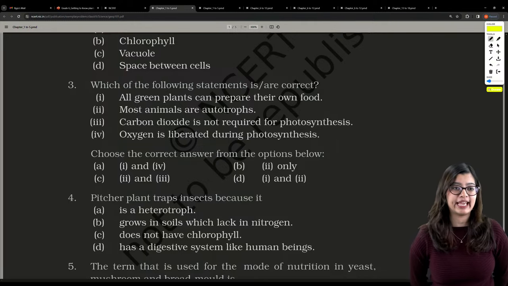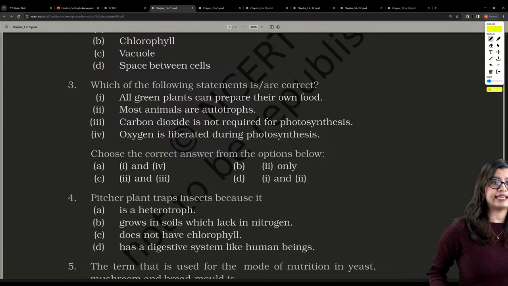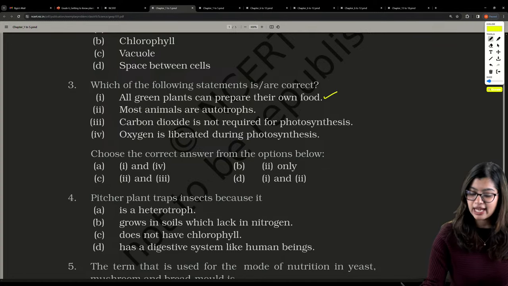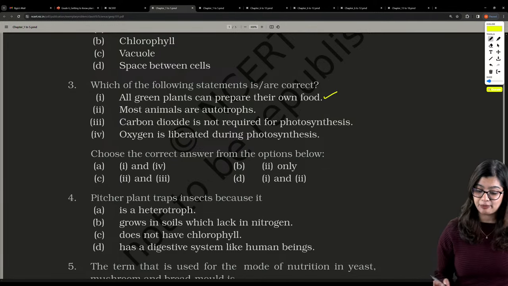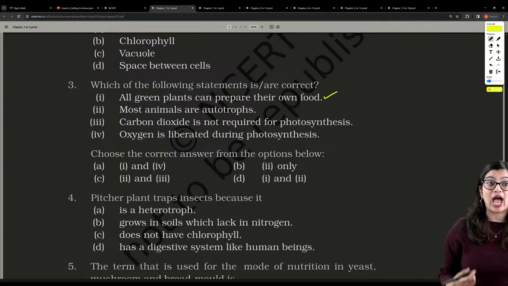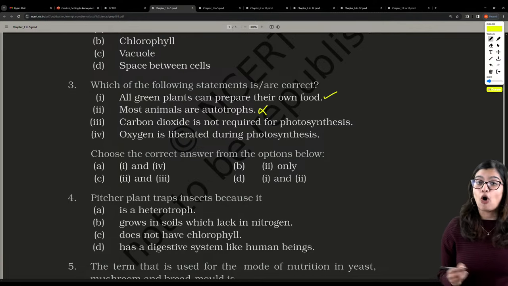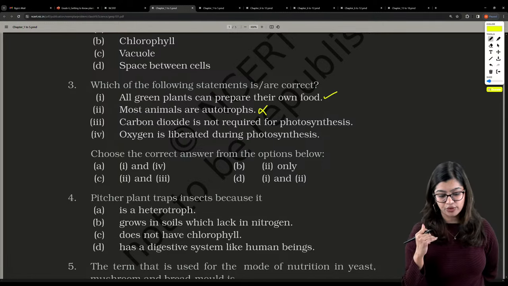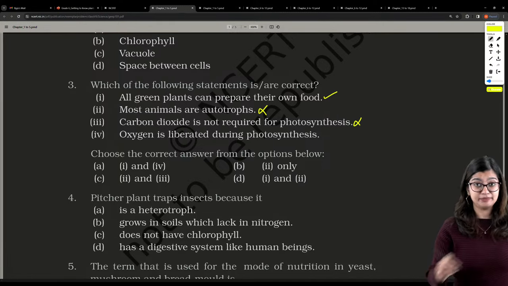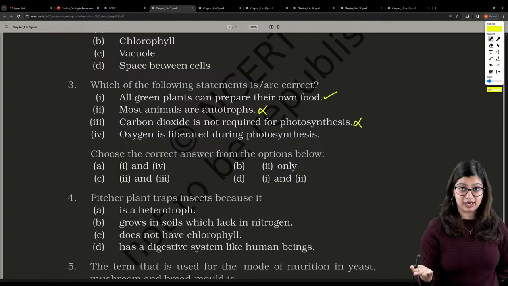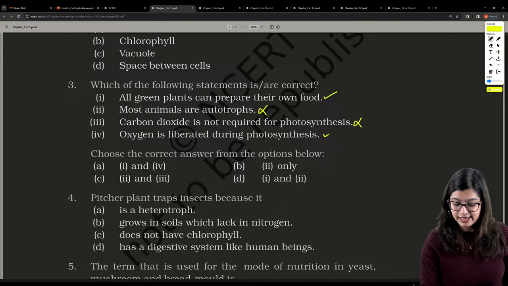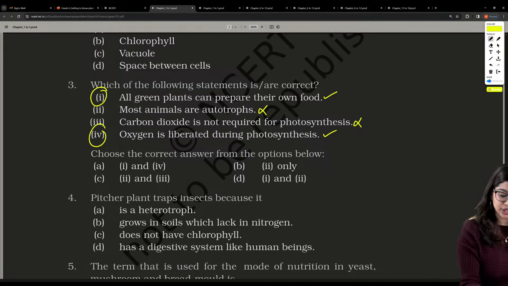So in this particular case, as we all know, very good. We know that all plants which are green in color can prepare their own food. Are most animals autotrophs? No. All animals are heterotrophs, which means they are dependent on other organisms for food. Carbon dioxide is not required? Absolutely not. Carbon dioxide is required for photosynthesis. Oxygen is liberated during photosynthesis. Yes, this is true. So 1 and 4 is true, which means that the correct answer is option A.